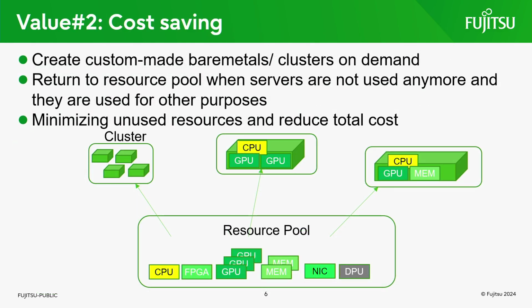The second value of CDI is it is cost saving. CDI creates custom-made bare metals on demand, only using necessary components. And when servers are not used anymore, a user can return those servers to resource pool. And the components are used for other purposes. So CDI can minimize unused resources and reduce total cost.